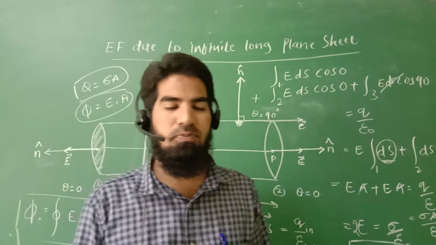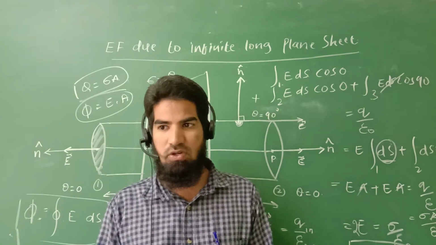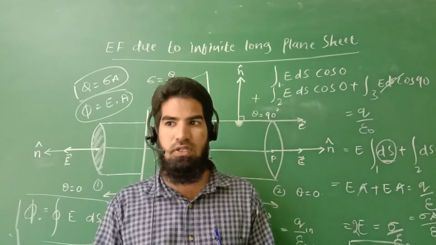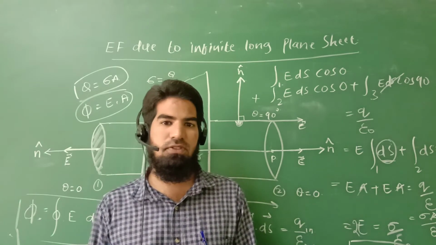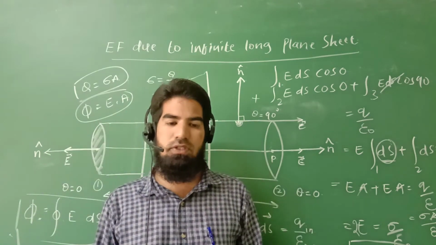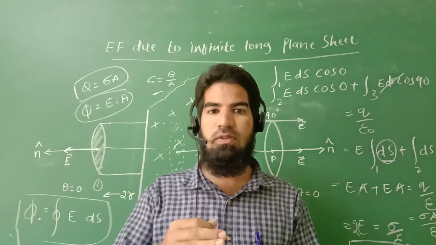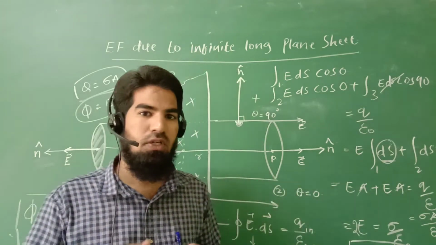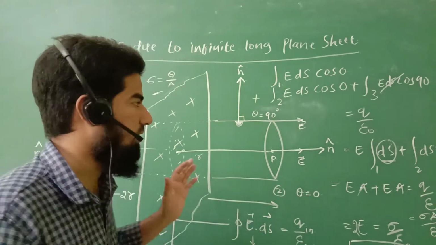For example, suppose you take a metal wire. The metal has been charged, a non-conducting metal has been charged like this. So many different types of electric charge distributions are there. These charge distributions produce an electric field in their surroundings.